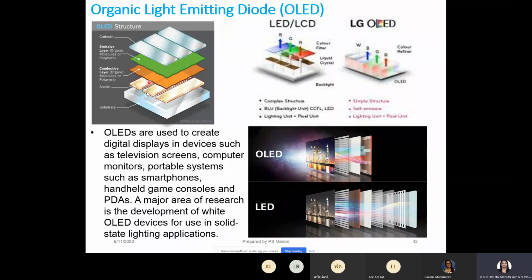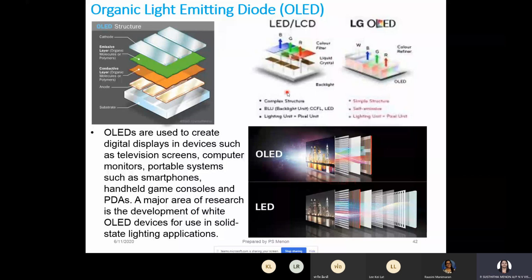So you can see here in an OLED, similarly you have the anode and the cathode, but your emissive layer is made from organic molecule or polymer instead of semiconductors. Similarly, there needs to be a conductive layer also made from organic molecules or polymers. This is a comparison between an LED or a liquid crystal display and an LG OLED. Sorry, the image is a bit blurry. I just noticed it now.